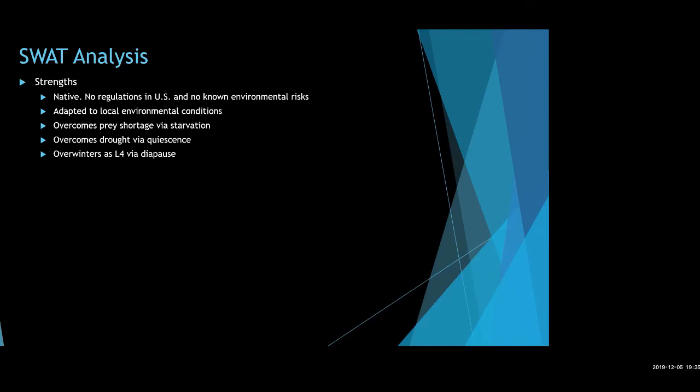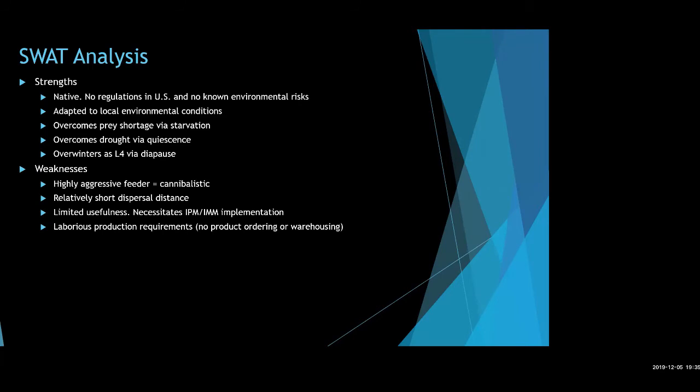and then come out of diapause as photoperiod lengthens and temperatures warm up. Their weakness, of course, is that they're absolutely aggressive feeders, so aggressive that they can be cannibalistic, which is, well, good in one way, but bad when you're trying to supplement a population. They also don't fly a very large distance, which is a hindrance as far as development, human development, is concerned.